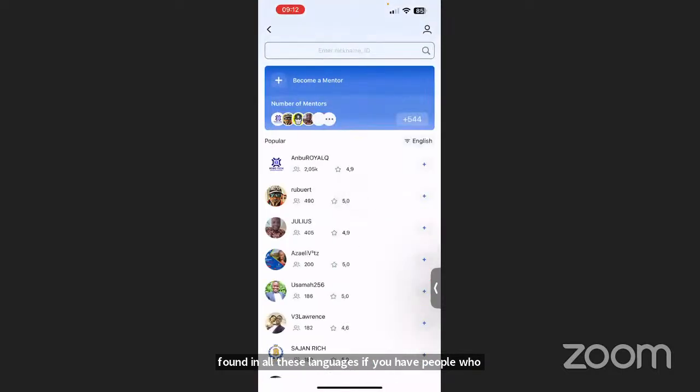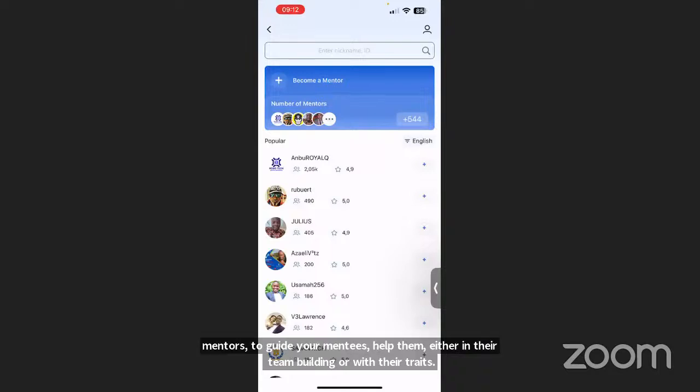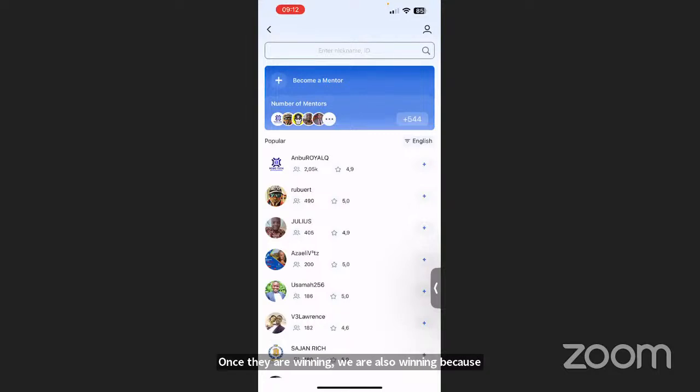All right, let's go to mentor. A mentor is someone who guides others. You can become a mentor if you're on the second level and above, and you earn beautiful rewards from there as well. What you do is guide the people who chose you as mentors, your mentees, and help them either in their team building or with their trades. Once they are winning, you are also winning, because whatever money their upline was supposed to make is shared into two, 50-50. Their upline takes 50%, you also take 50%. So that's actually a fair thing, and you can apply for that.